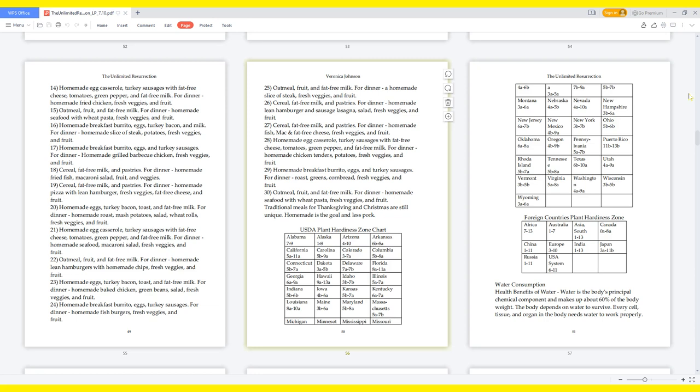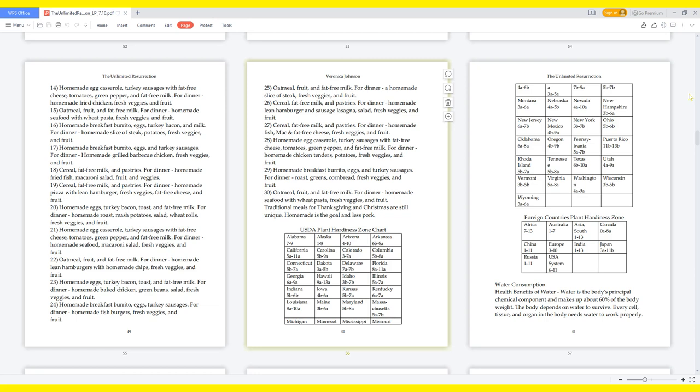Foreign Countries Plant Hardiness Zone. Africa, 7 to 13. Australia, 1 to 7. Asia, South, 1 to 13. Canada, 0A-8A. China, 1 to 11. Europe, 3 to 10. India, 1 to 13. Japan, 3A-11B. Russia, 1 to 11. USA System, 6 to 11.